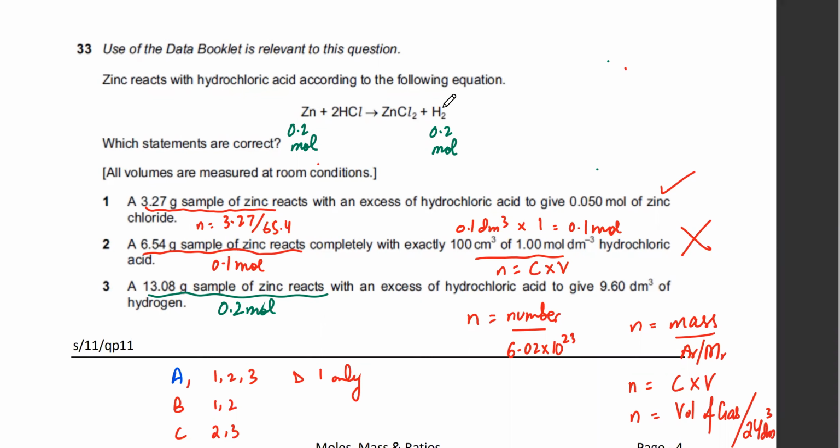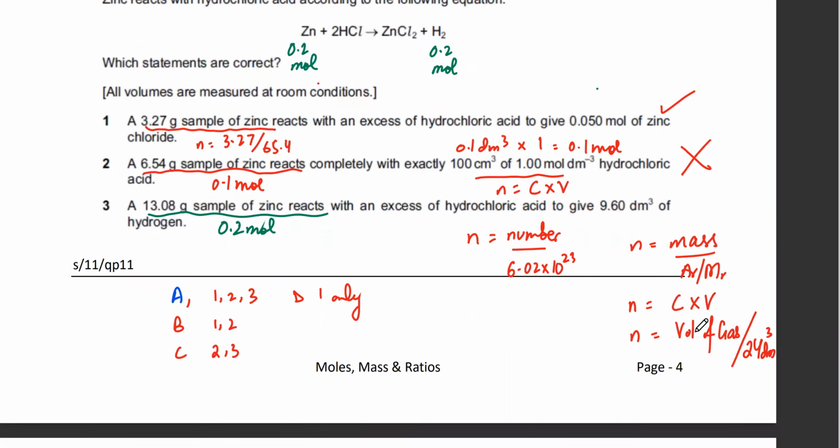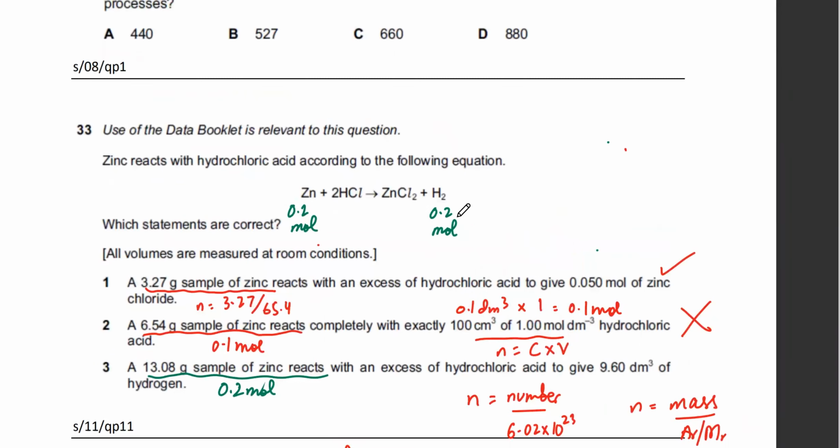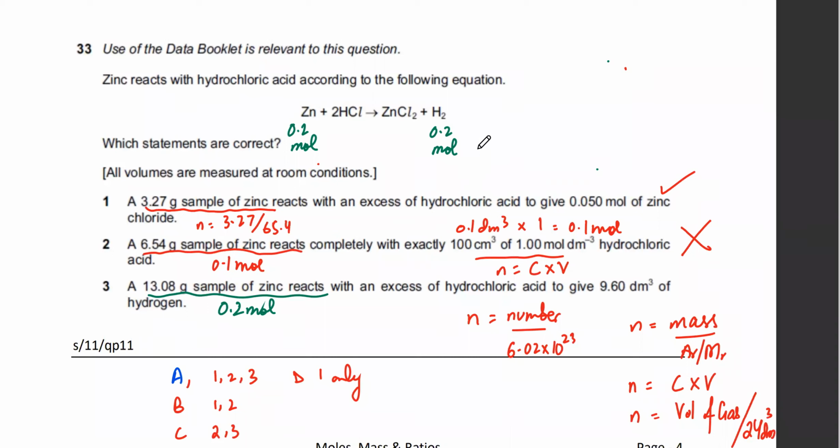Now, if you have 0.2 moles of hydrogen gas, what's the volume? How do you find the volume of the gas? The volume of the gas is moles multiplied by 24 dm cube. So we're going to multiply this by 24 and we'll find the volume. So what do you get for this? I think it's going to come out to be 4.8. Can somebody confirm this? Yes, 4.8. So we're getting 4.8 dm cube.